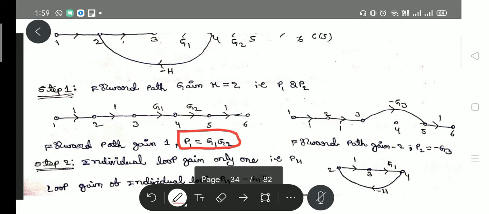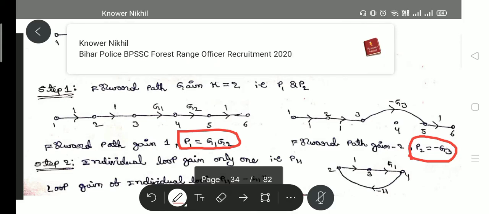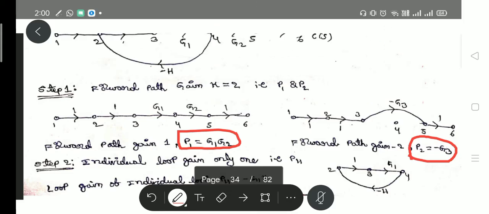Okay, second forward path gain. Here also the variables are 1, 1, minus G3, 1, right? So the forward path gain P2 is minus G3, right? Then after we can take the individual loops.